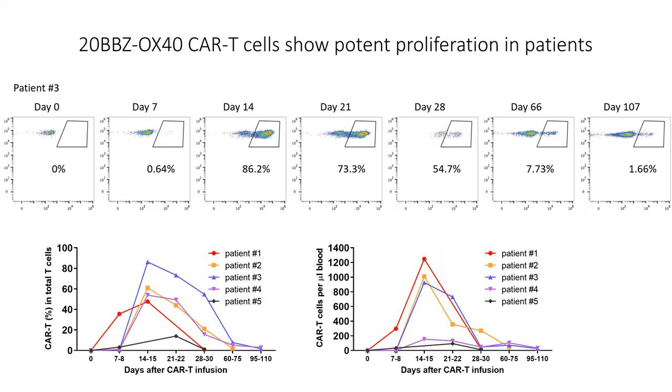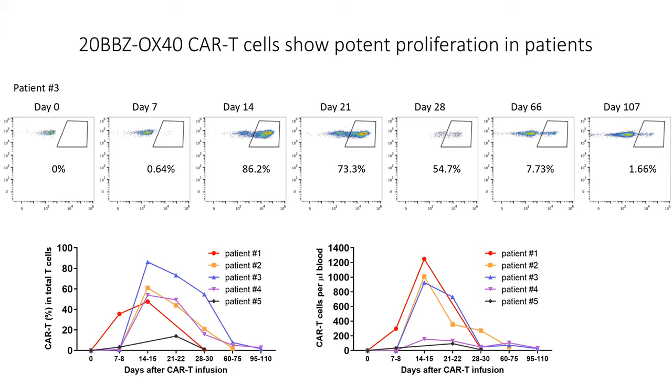So first, we check the CAR T cell proliferation in patients, and we can find that 7 days after infusion, we can detect the CAR T cells in peripheral blood. It's detectable by flow cytometry. And after 2 weeks, the number of the CAR T cells reached the proliferation peak. And in the following 3 months, the CAR T cell number dropped. And about 3 months after the infusion, we can still detect the CAR T cells in peripheral blood by flow cytometry. Let's show one example of patient number 3.